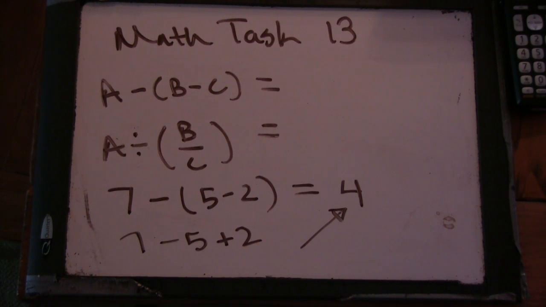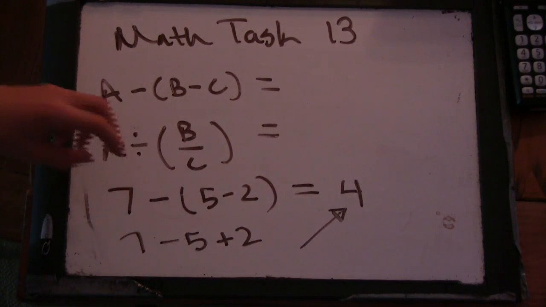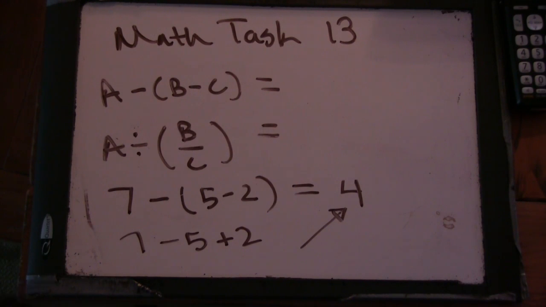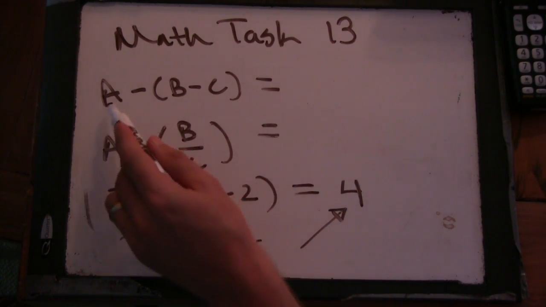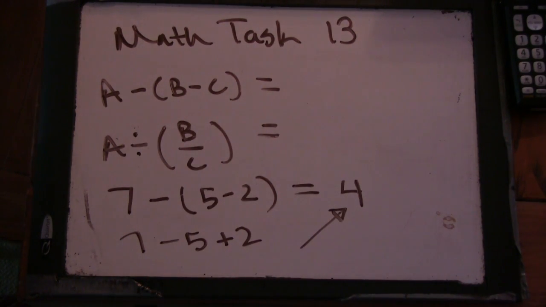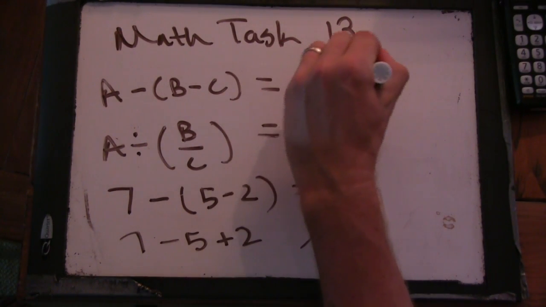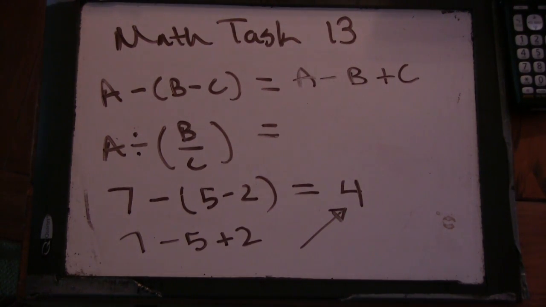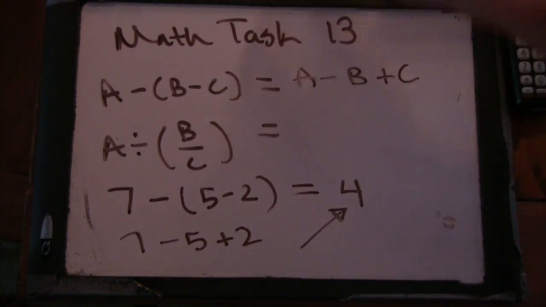The quantity in the parentheses... So you want to do maybe 7 minus 5 first, and you add 2 at the end. Add 2 at the end, and so what does that equal? 4. Yeah. Okay, awesome. So what do you think a minus the quantity b minus c equals? So a minus b plus c. Interesting.